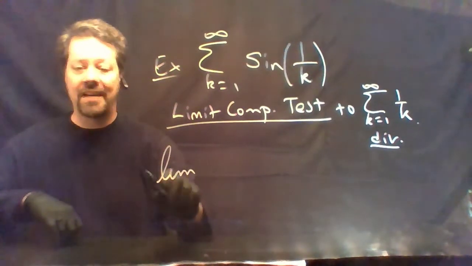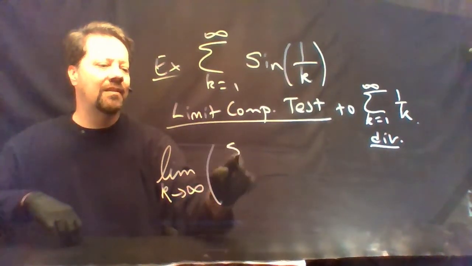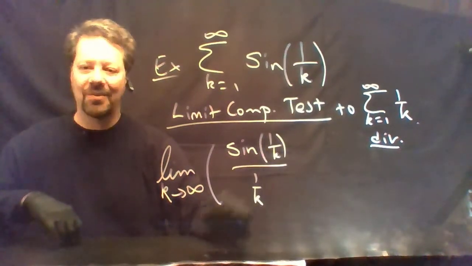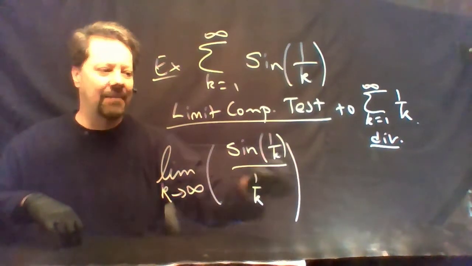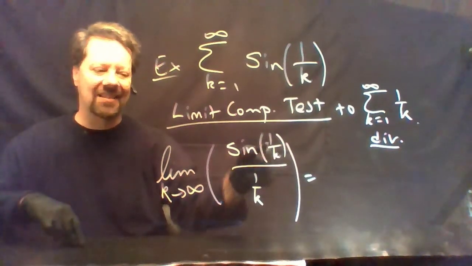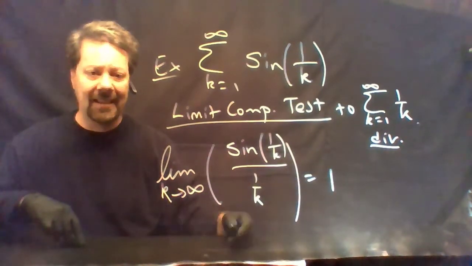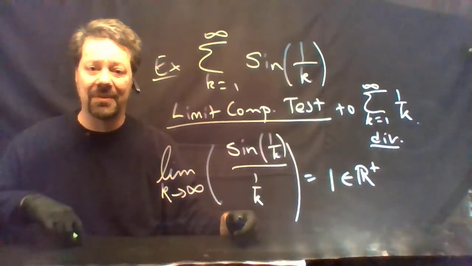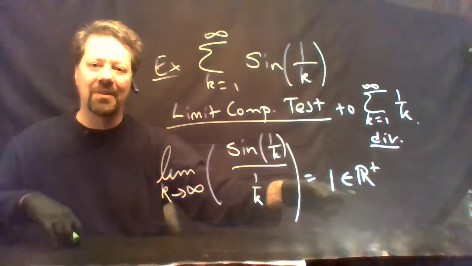To prove that these diverge in the same way, we'll take the limit of the ratio sine of 1 over k divided by 1 over k. Now, there are a lot of ways of evaluating this limit. One way is to replace 1 over k by x. As k goes to infinity, x will go to 0, and the limit is 1. Another way would be to just use L'Hopital's rule. Either way, you get a positive real number.